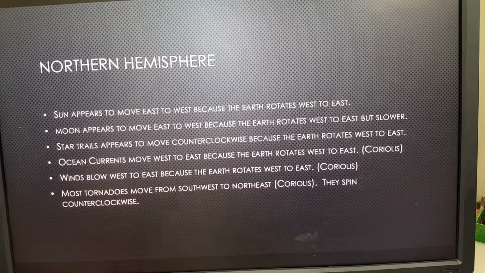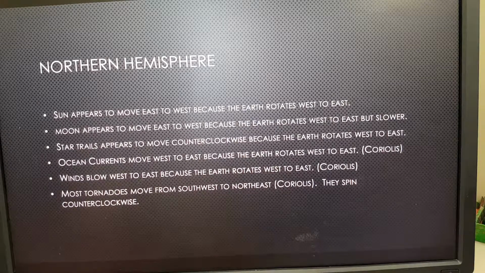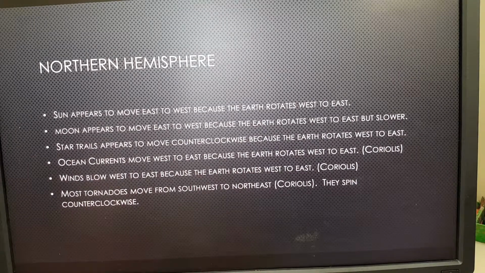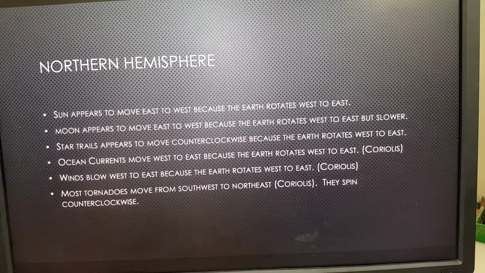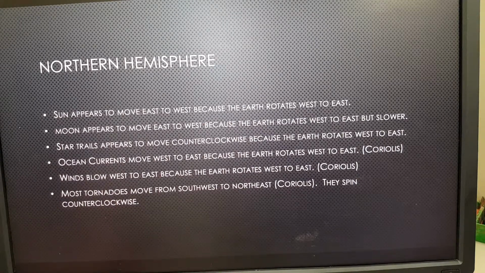And then if you talk about major weather systems like tornadoes, tornadoes always move from southwest to northeast due to the Coriolis effect, and they spin counterclockwise. So you remember that we have ocean currents, winds, tornadoes all moving counterclockwise in the northern hemisphere.